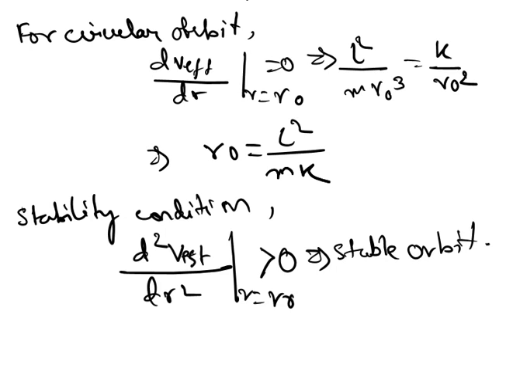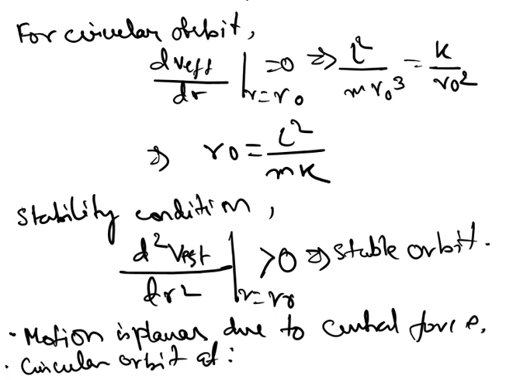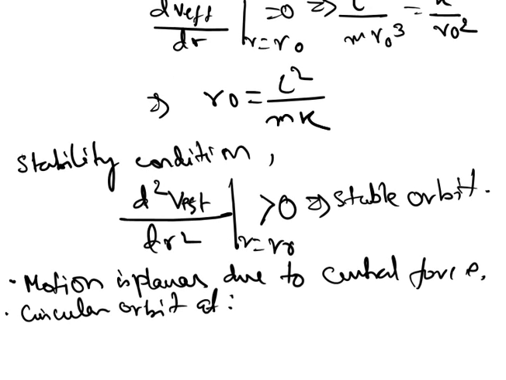Right, so the motion is planar due to the central force, and thus we have the circular orbit at r equal to L square by mk, which is also stable.